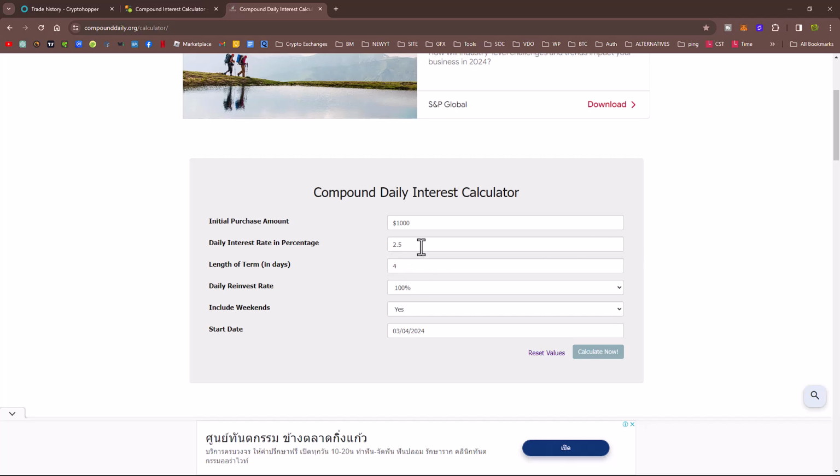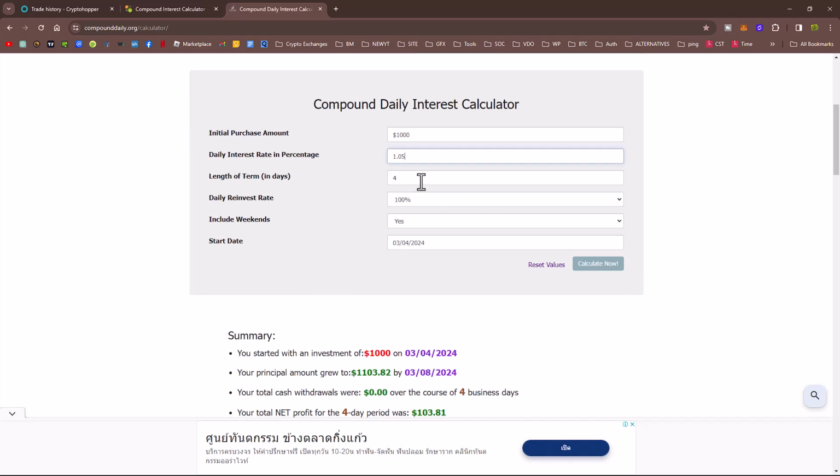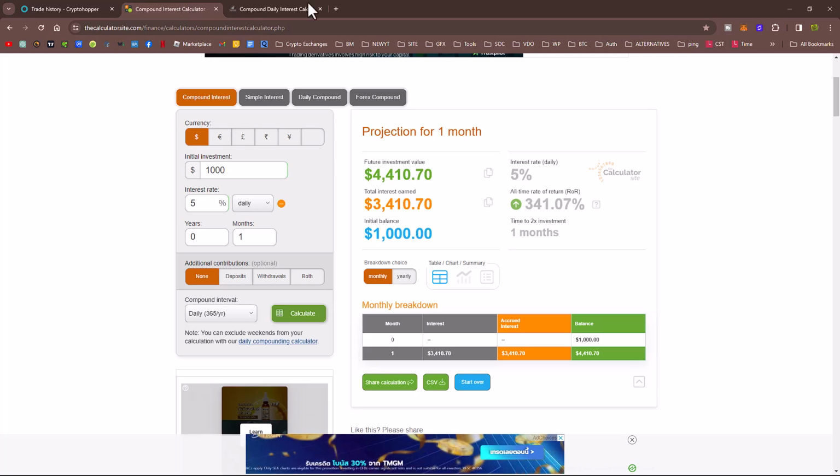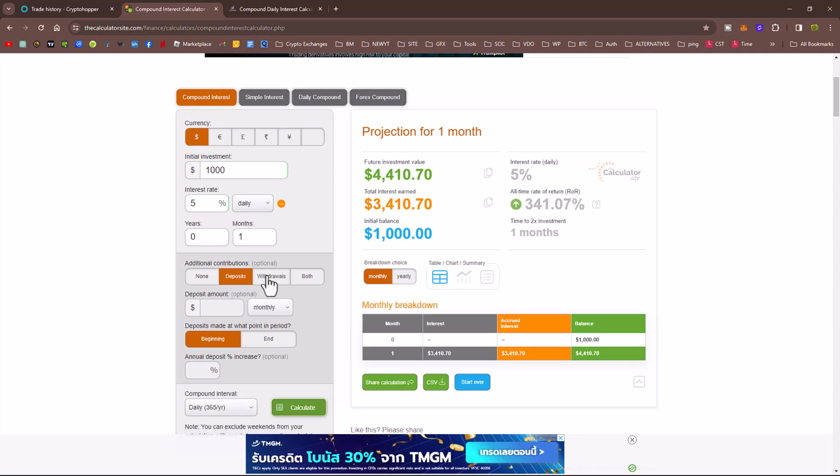But I take these percentages, and I divide them over the amount of time I've been trading, and my average, including the bad days, including the awesome days, including the average days, including the 0 days and the sideways days, I get an average of 1.05. Now, 365 days, not putting any more into the bot, boom, 45,262. But I like this one because you can add in, you can deposit, or even withdraw.